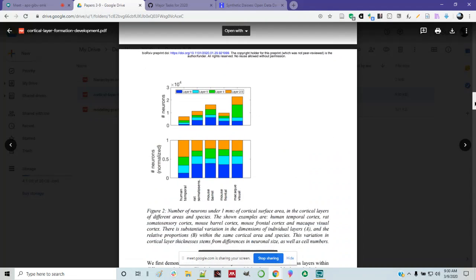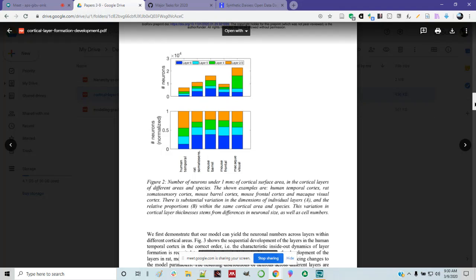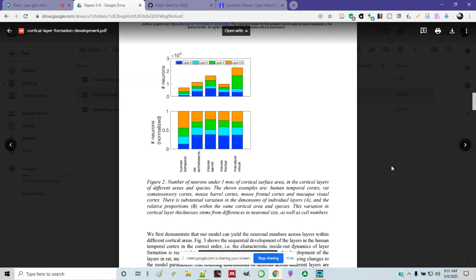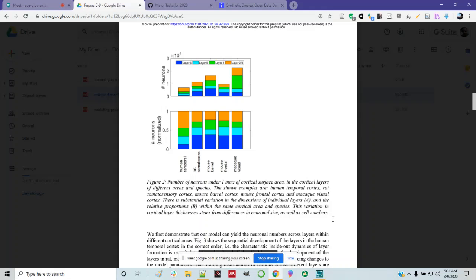Then let's see if I can get some real good results here. Okay, so I think this is the number of neurons under 1 millimeter squared of cortical surface area in the cortical layers of different areas and species. The shown examples are human temporal cortex, rat somatosensory cortex, mouse barrel cortex. So there are a bunch of different species in different areas of the cortex. And so they say that there's substantial variation in the dimensions of individual layers and the relative proportions within the same cortical area and species. This variation in cortical layer thickness stems from differences in neuronal size as well as cell numbers.